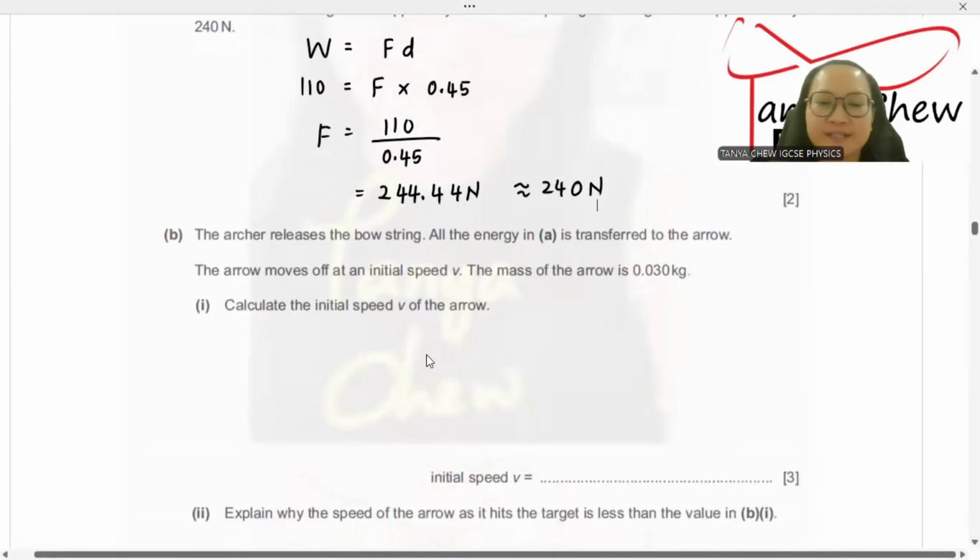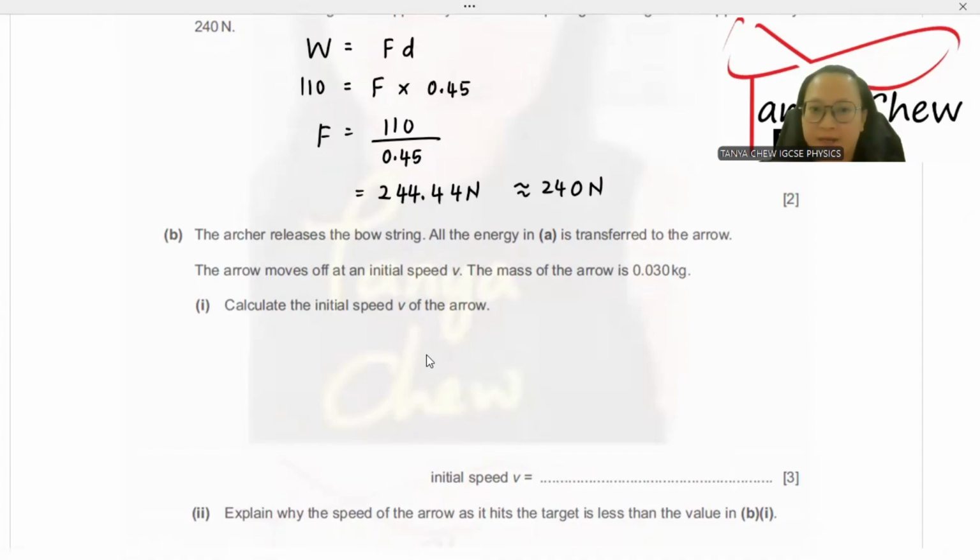B, the archer releases the bowstring. All the energy in A is transferred to the arrow. The arrow moves off at an initial speed V. The mass of the arrow is 0.03 kilogram. Calculate the initial speed V of the arrow.